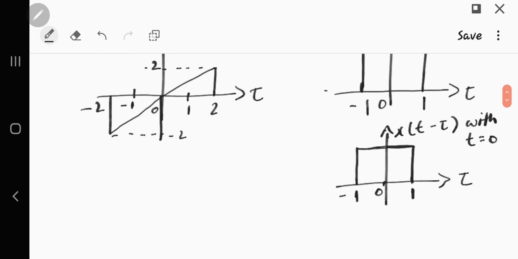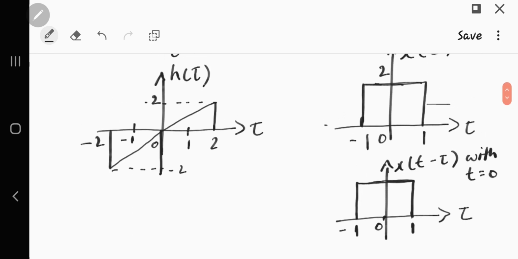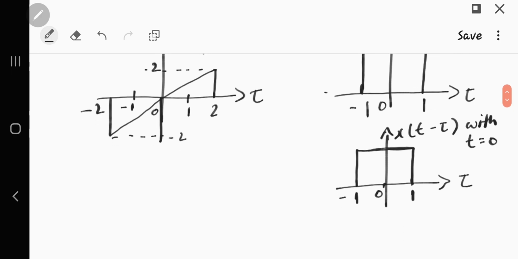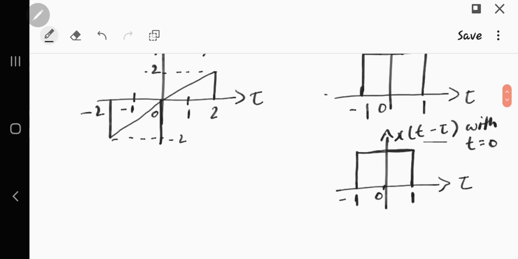So this is what I get when you perform time reversal. This plus 1 will become minus 1 and this minus 1 will become plus 1. But if we have to express this in terms of tau, the signal is x of t minus tau. So here tau will be equal to t, and this one is tau is equal to t minus 1. So this process I have already explained, so that's why I am not taking much time here.